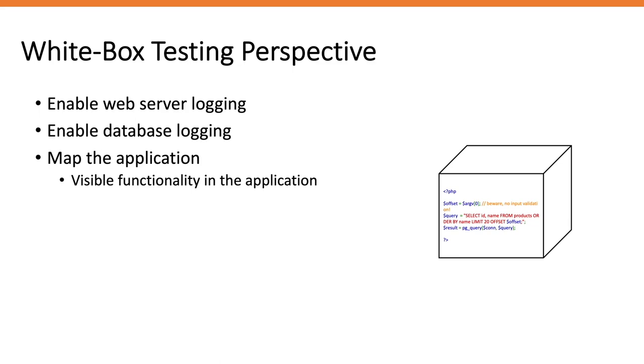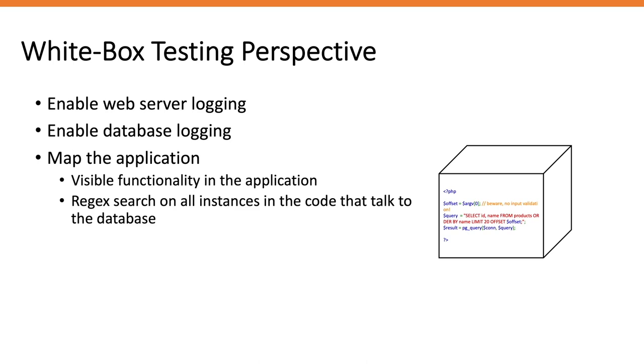So once I have my logging enabled, the next thing that I do is map the application, just like I would with a black box perspective. So I'll start with the application's graphical user interface. I'll map all the visible functionality in the application, all the input vectors that potentially talk to the backend, and I'll make a list of them.